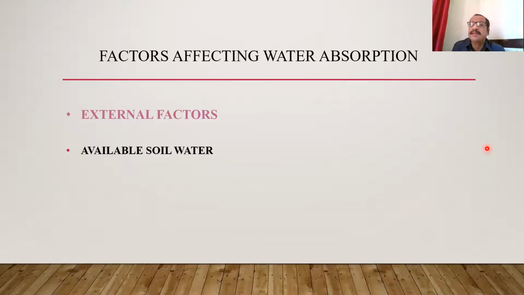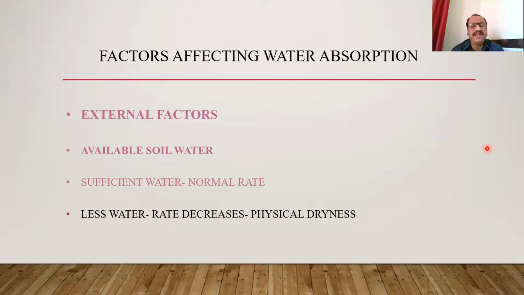But if the water content of the soil decreases, if it is less, then the rate of water absorption also decreases. If there is less water, then there is less water absorption due to a decrease in the rate of water absorption. This is due to physical dryness of the soil. It is said that the soil is physically dry. There is a very small amount of water in the soil, and therefore the rate of water absorption decreases.